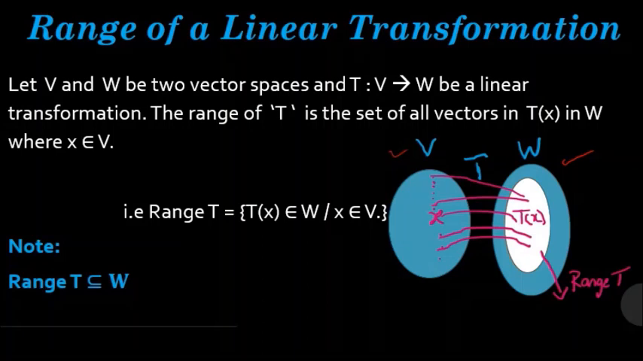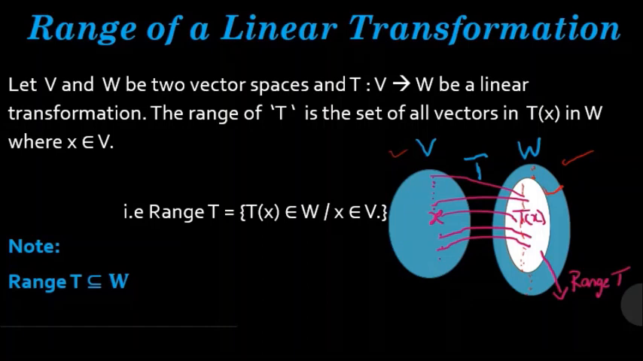Then the range of T is the set of all vectors T of X in W where X belongs to V. All vectors T of X in W. So where are the range vectors? In the codomain W. But these vectors are nothing but images of vectors of V, because there may be some elements in W, suppose there is an element here, but these are not mapped from elements in the domain. Only the elements which are there in the domain are mapped under the transformation.